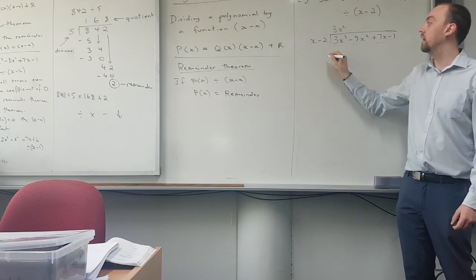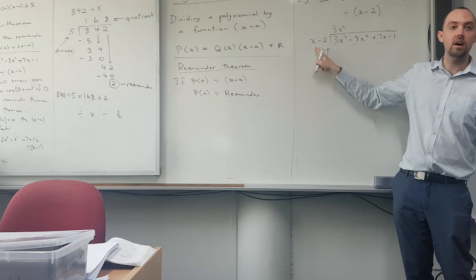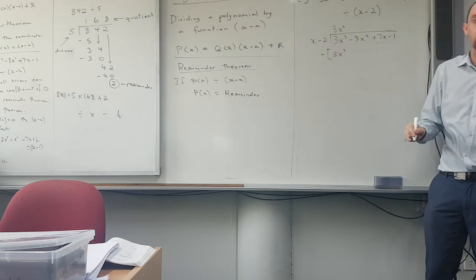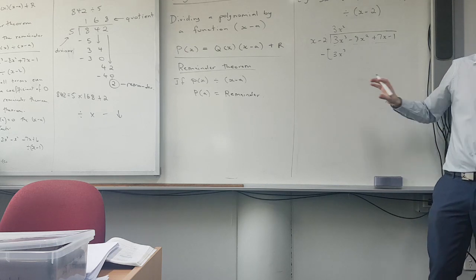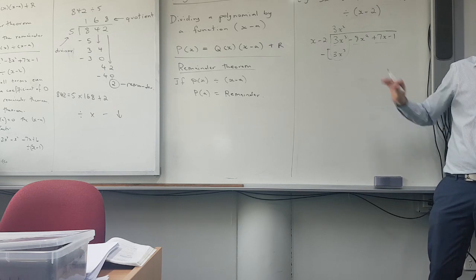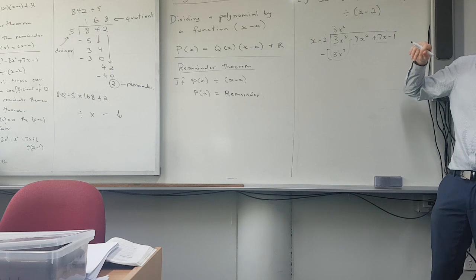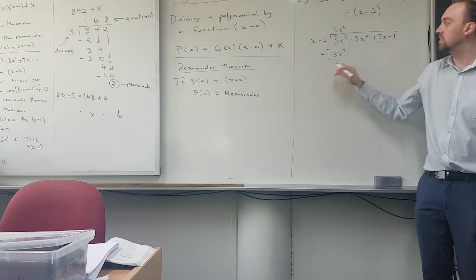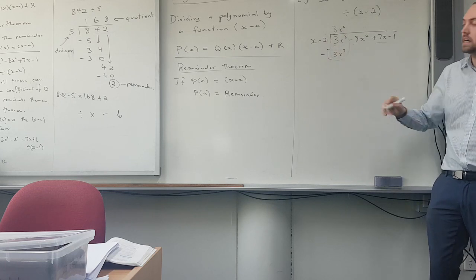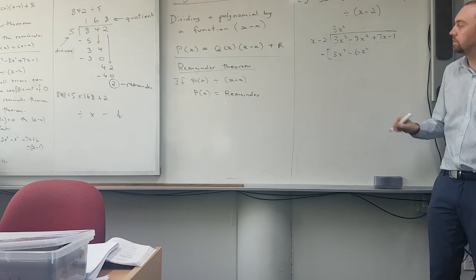Now I'm going to multiply. I'm going to take away 3x squared times by x, which is 3x cubed. This is what we want. We want these two numbers to cancel. If you're not getting those two numbers to cancel, then we've done something wrong. It's going to have to cancel out when we subtract it. What is negative 2 times by 3x squared? We've got negative 6x squared.